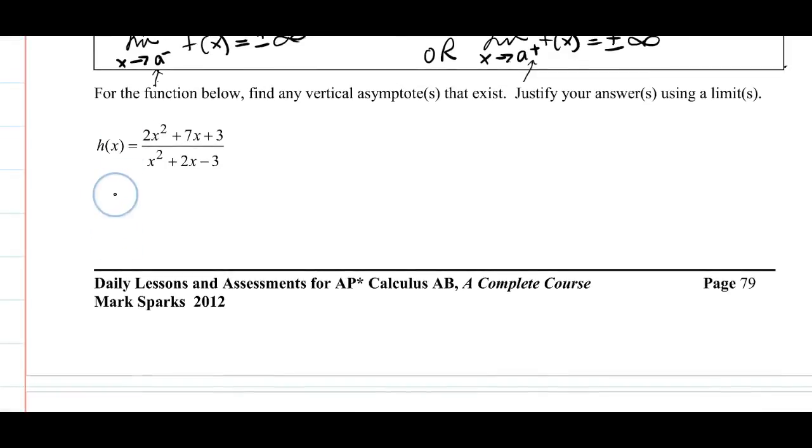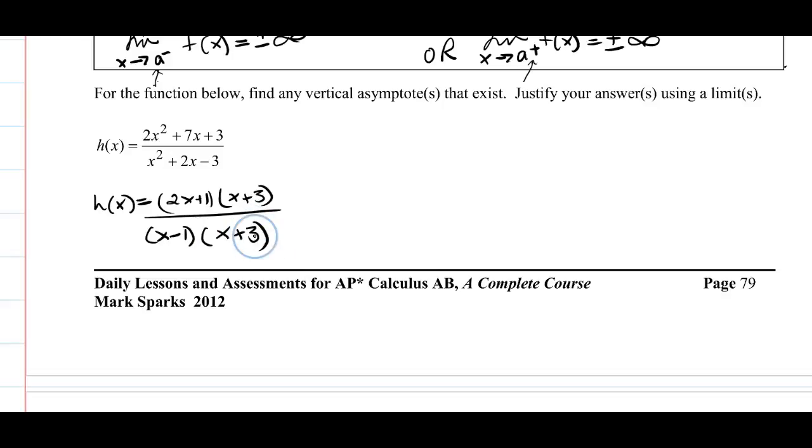If I factor this, h of x equals (2x plus 1)(x plus 3) over (x minus 1)(x plus 3). And this isn't a limit. They didn't ask me to find the limit as x approaches anything from the left. They didn't ask me to find the limit as x approaches anything from the right. They asked me to find any vertical asymptotes and then justify that using a limit. And let's color code that a little bit.